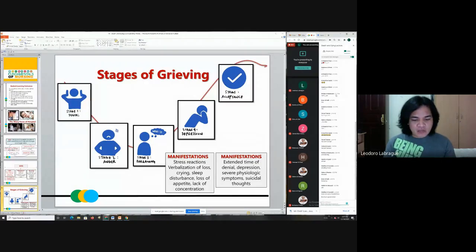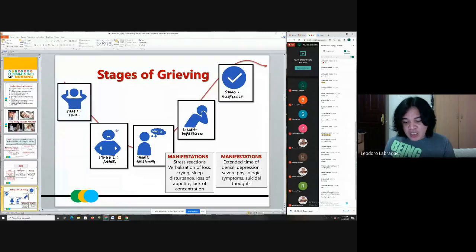After the patient refuses to believe, he or she will undergo the anger stage. It is where the patient might shout. It is where the patient might direct his anger to the family members, to the doctor, to the nurses. He or she will fight with some healthcare workers. And that means that the patient is in stage 2 of the grieving process, specifically the stage of anger.